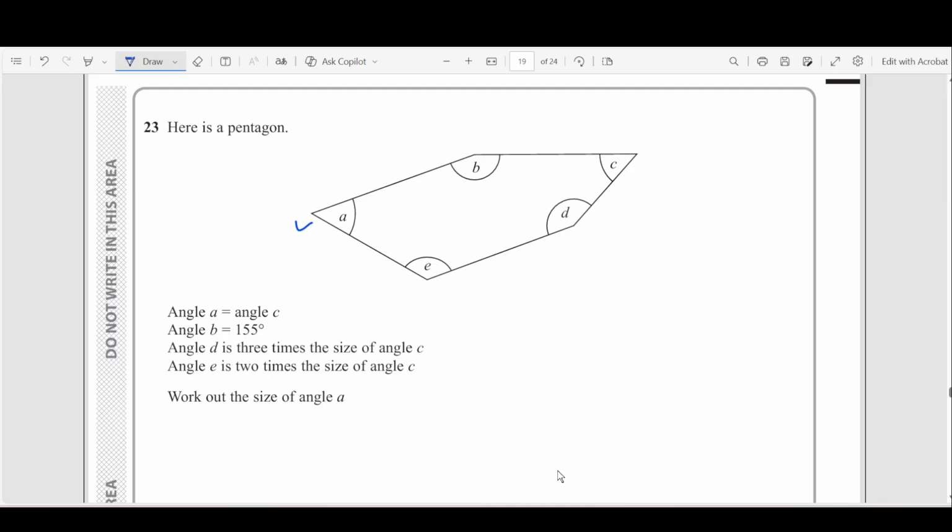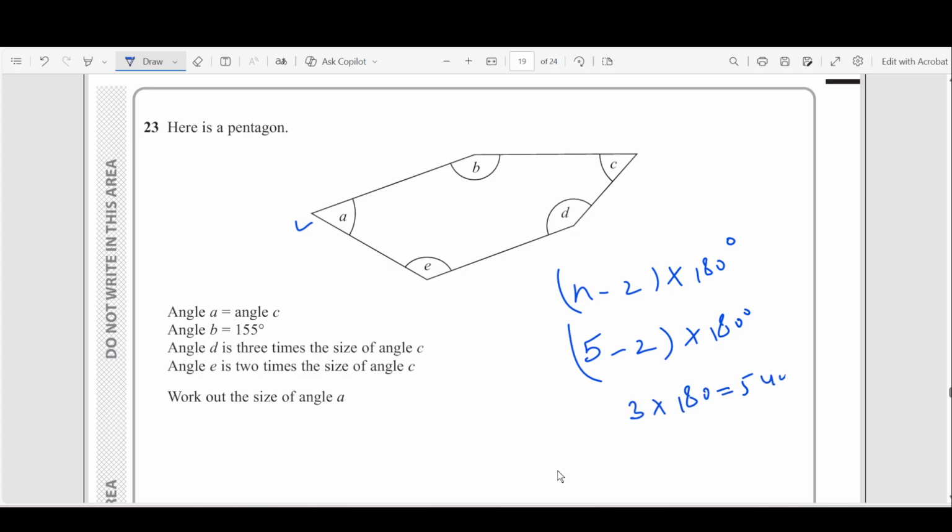So the sum of the interior angles of a pentagon with 5 sides is basically, the formula is n minus 2 times 180 to find the sum of interior angles. So n is the number of sides. A pentagon has 5 sides. 5 minus 2 times 180. 5 minus 2 is 3. 3 times 180 is 540. That means the sum of all these angles A to E, B, C, D, all these angles is going to be 540 degrees.